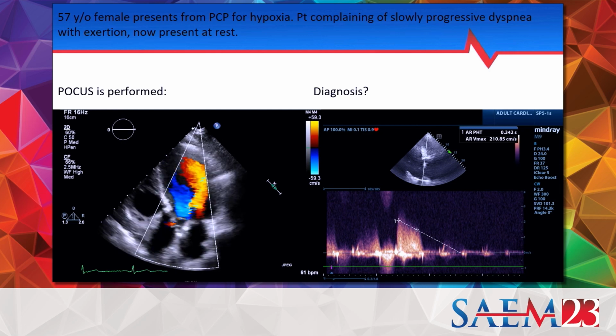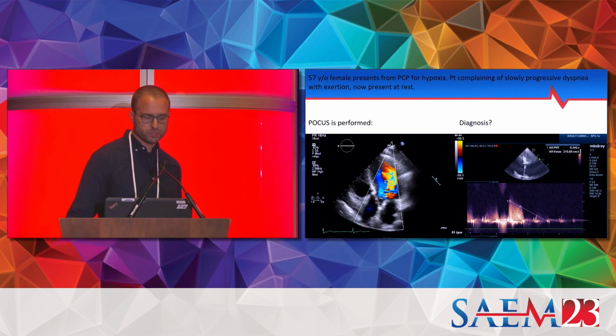Okay. And last case, we have a 57-year-old female who presents from her primary care doctor's office for hypoxia. The patient reports that they've been having some slowly progressive dyspnea with exertion, and now it's present at rest. What is the diagnosis on your POCUS? Excellent. So yes, I would say this borders on the moderate to severe category for aortic insufficiency, aortic regurgitation.